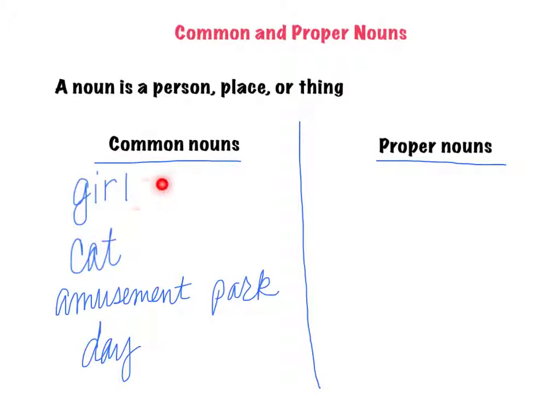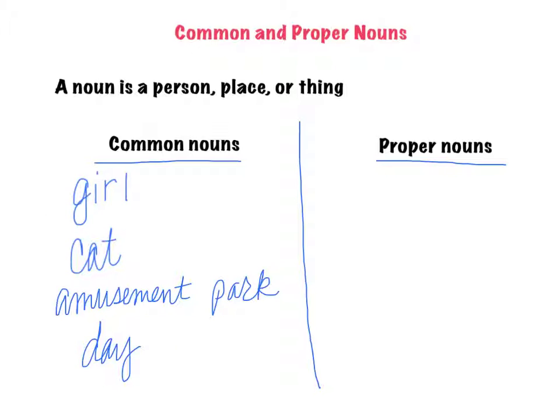So a girl could be any girl, that's a person. A cat, that would be a thing. An amusement park, that would be a place. And a day, that would also be a thing. So these are all examples of common nouns. Girl, cat, amusement park, or day.